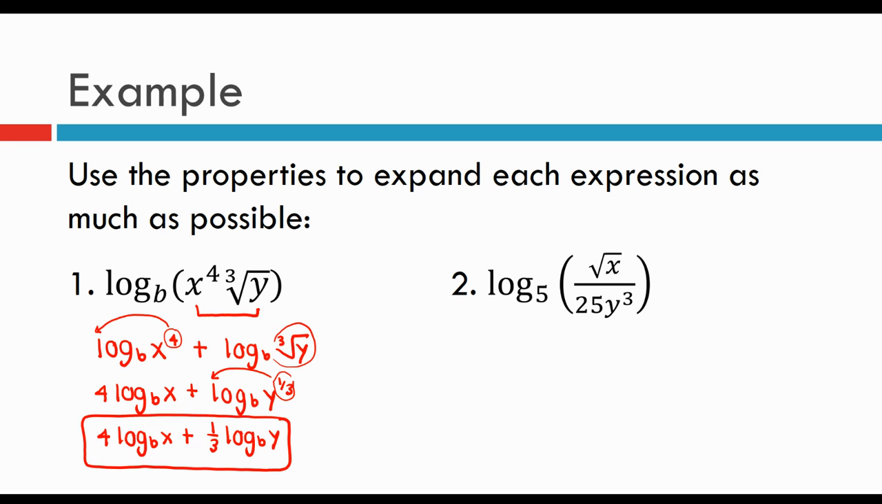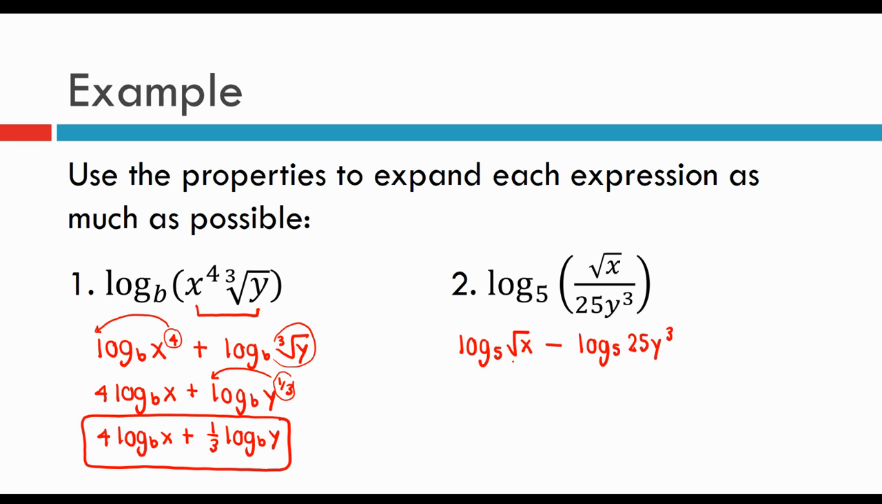If I take a look at the next example, we have log base 5 of the square root of x divided by 25y to the third. So first thing I'm going to do is I see parentheses, I see division. So let's use that quotient rule. We'll have log base 5 of the square root of x minus log base 5 of 25y cubed.